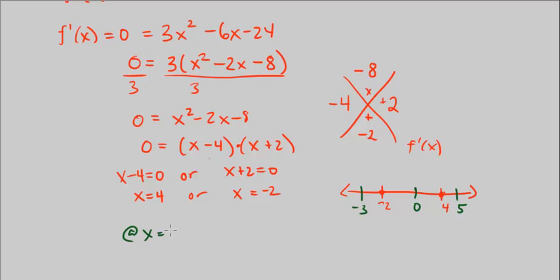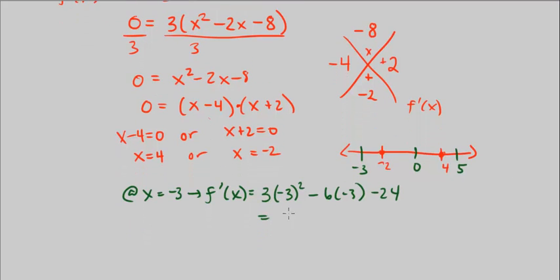So at x is equal to negative 3, f prime of x is equal to what? Well, go ahead and plug it in, f prime of x. So it's going to be 3 times negative 3 squared minus 6 times negative 3 minus 24, right? Negative 3 squared is positive 9. 9 times 3 is 27. Negative 6 times negative 3 means plus 18, minus 24, okay? So we add these together. 27 minus 24 is going to be 3. 18 plus 3 is 21.